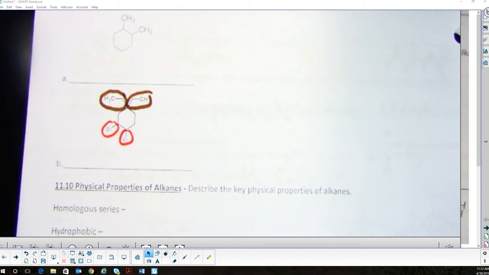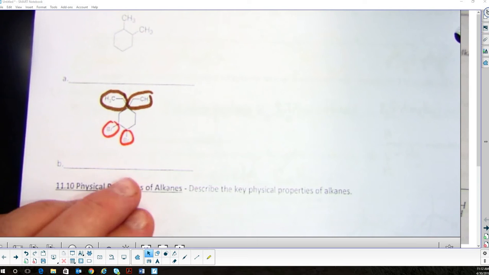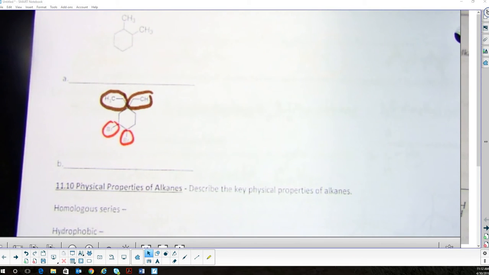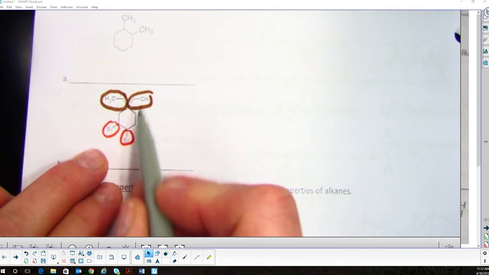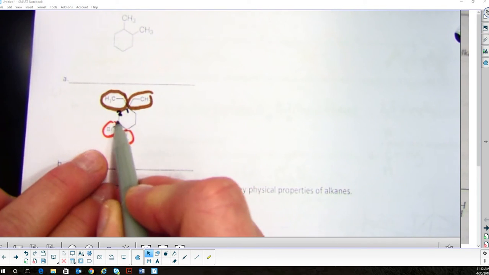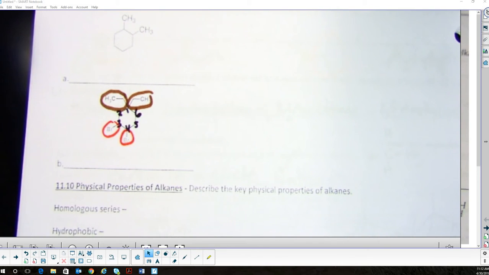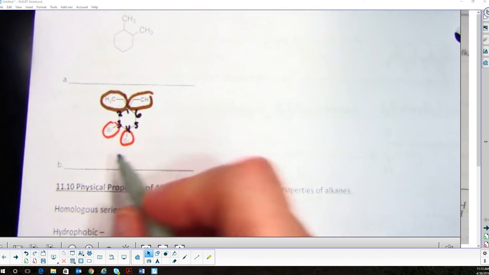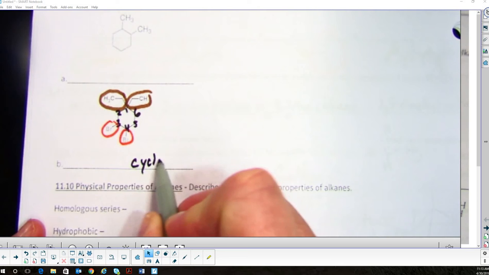Okay, so tell me how to name it. Where am I going to start numbering? The top will give me lower numbers, right? Even though this is a B and this is an E, I'm still going to start at the top. So 1, 2, 3, 4, 5, 6. Okay. Bella, what is the last part? The very last part of the name? Good. So cyclohexane.